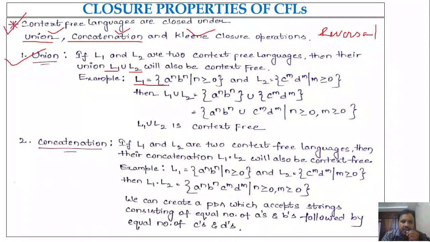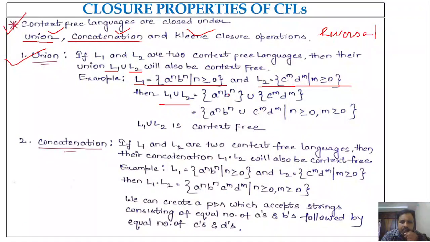Okay. So here, let me take one union example. Let me take context-free languages here. L1 is equal to a power n, b power n, such that n is greater than or equal to 0. L2 is equal to c power m, d power m, such that m is greater than or equal to 0. So here we have two context-free languages, and I am performing the union between them.